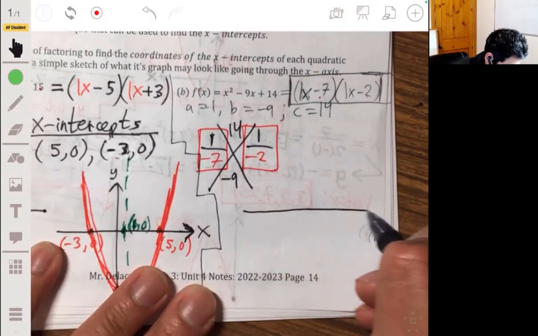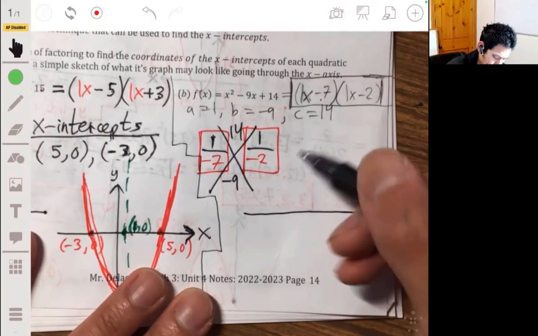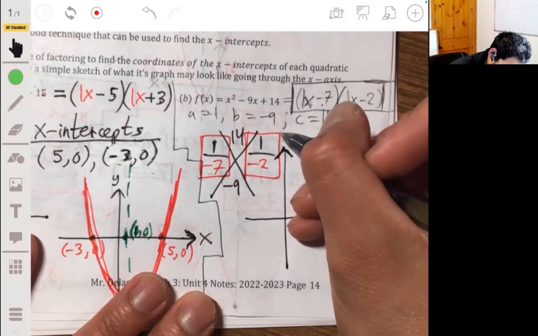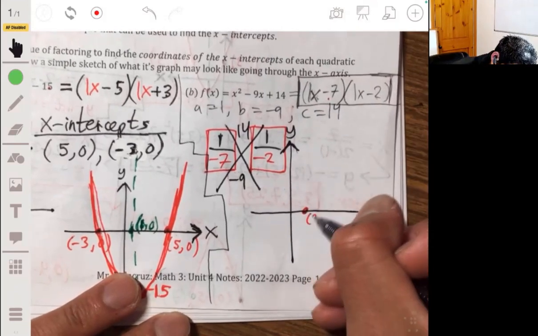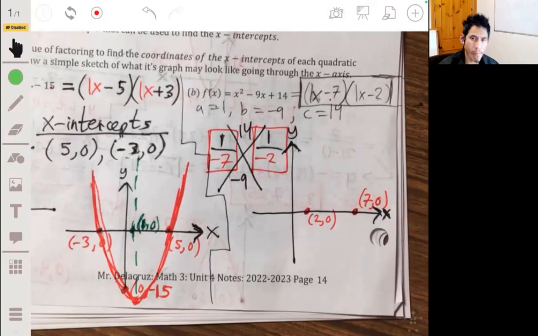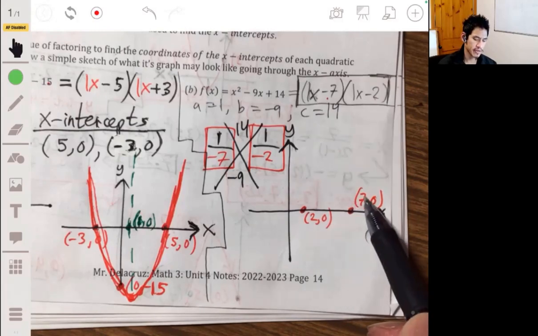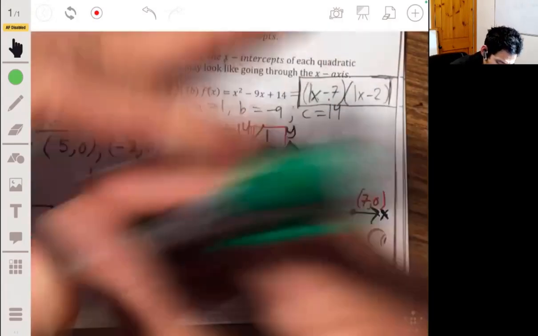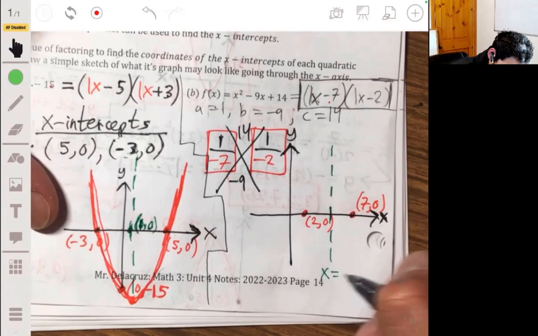And let's draw that. 7 and 2, so 2, 0, and 7, 0. And what's in the middle of 2 and 7? They're 5 away, so 2.5 away. You can also add them and divide by 2. 2 plus 7 is 9. 9 divided by 2 is 4.5. So the axis of symmetry will be the line x equals 4.5.